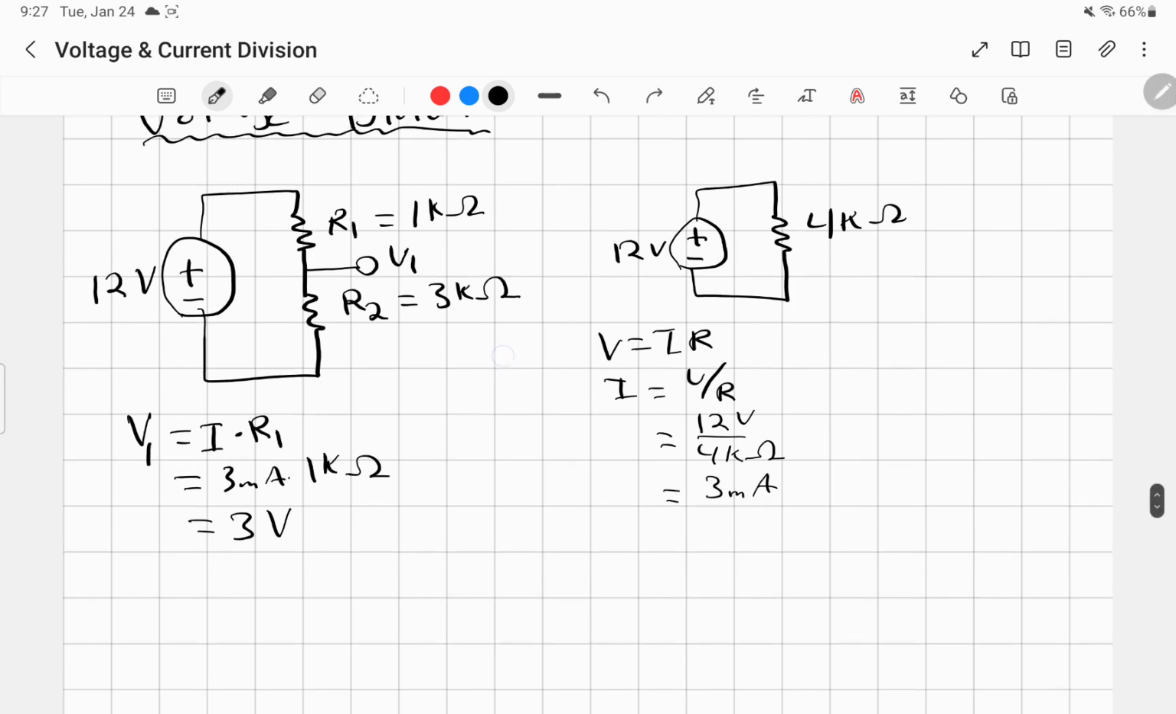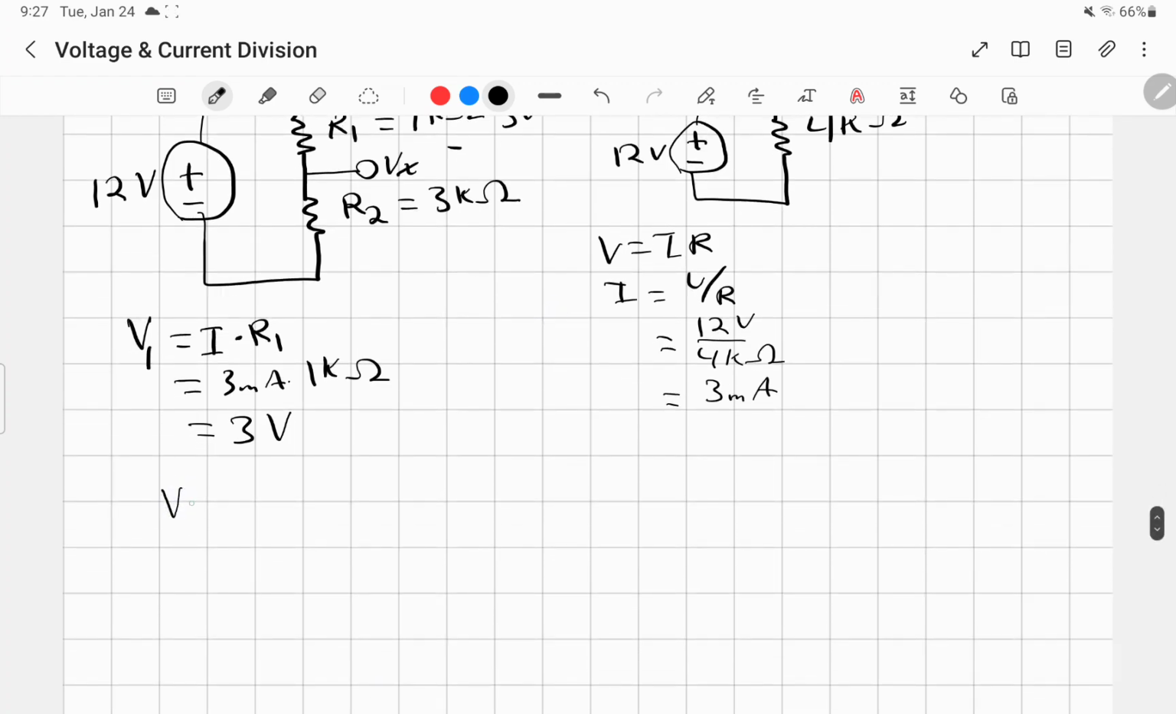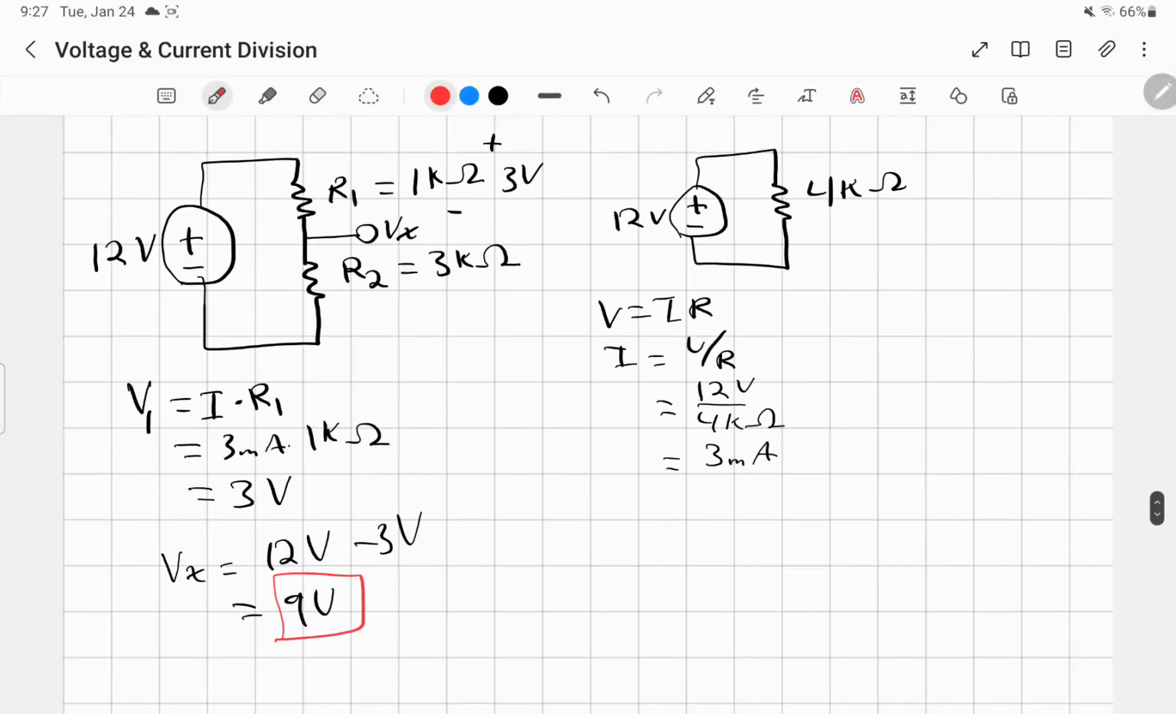So then we're going to have, sorry, I realized this is a bit confusing notation. So then the voltage drop across this resistor is going to be 3 volts, okay? And let's name this differently. I'm going to name this Vx. So then Vx is going to be equal to 12 volts minus 3 volts, which is going to be equal to 9 volts, okay?